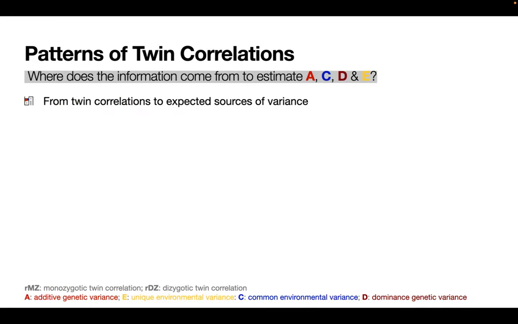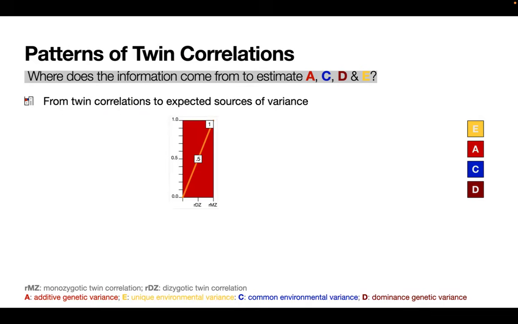Now let's look at patterns of twin correlations and see what they tell us about the potential sources of variance that might be contributing to the trait. Note that these are not the only explanations, but that these patterns of correlations are most consistent with those particular sources of variance. So I'd like to present this graphically by pointing out different scenarios of MZ and DZ correlations, represented here by RMZ and RDZ.